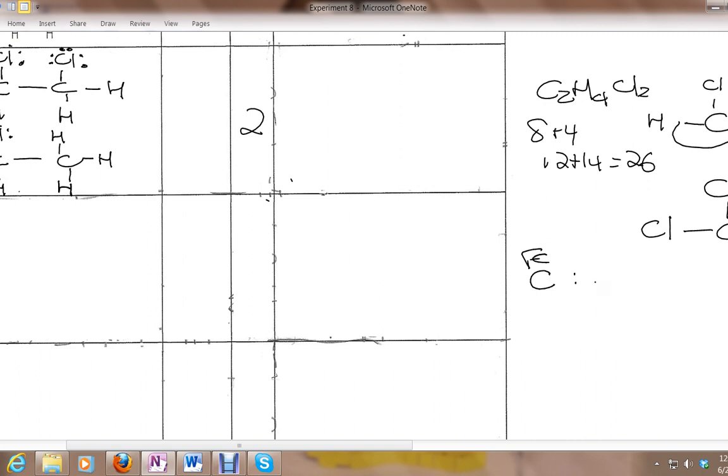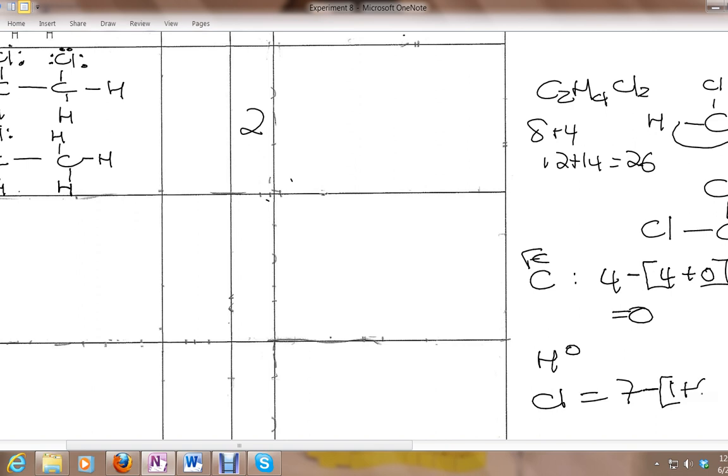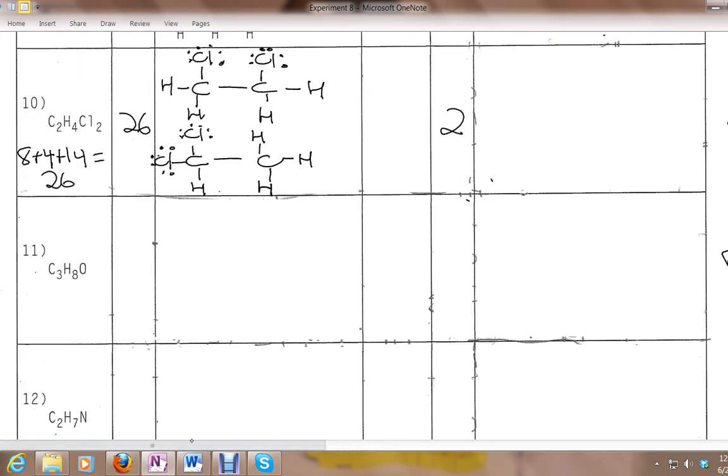For carbon, it would be 4 minus 4 bonds plus 0 lone pairs, which is 0. For the hydrogen, again, you know it's 0. And for the chlorine, it's 7 minus 1 bond plus 6 lone pair electrons, which gives you 0. 7 minus 7, 0. Okay, so all of them are 0.